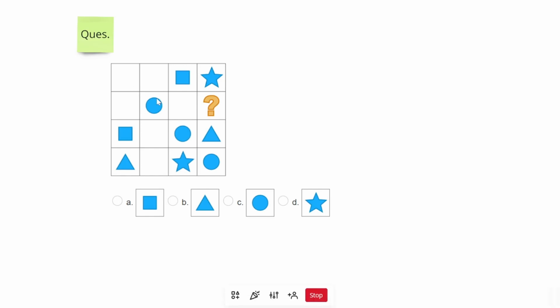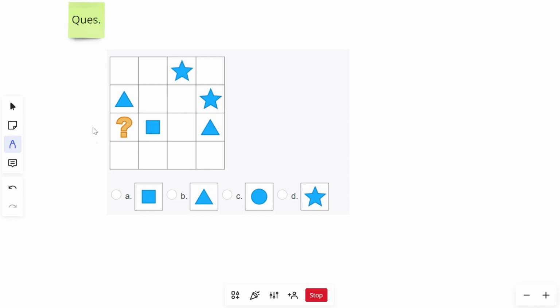Let's look at this question. We have the question mark in the second row, and we have to tell which symbol will come in the place of question mark. Star cannot come, triangle cannot come, and circle cannot come because they are all in the same column already, and we cannot have more than one same symbol in the same column. So we will eliminate star, triangle and circle. The only left option is square. So the correct answer for this question is going to be square. Okay, let's now see the next question.